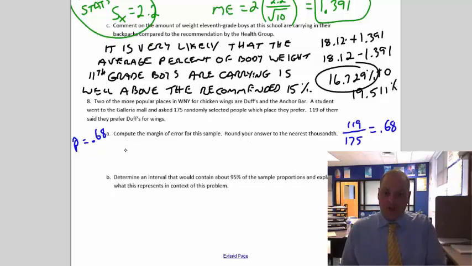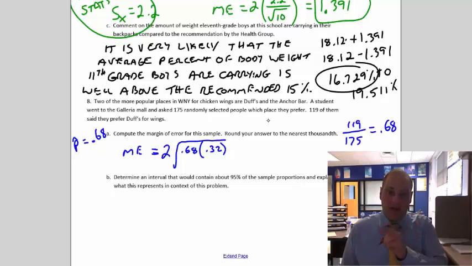All right, compute the margin of error. For margin of error now, we have to use our sample proportion margin of error, and that's 2 times the square root of p hat times 1 minus p hat. So it's 0.68 times 1 minus p hat, which is 0.32. Again, that's 1 minus 0.68, divided by n, which was our sample size of 175. All right? And that comes out to be 0.071. So our margin of error is 0.071.